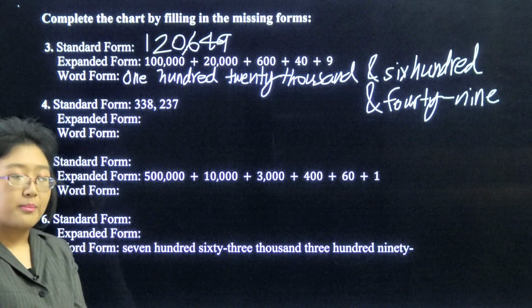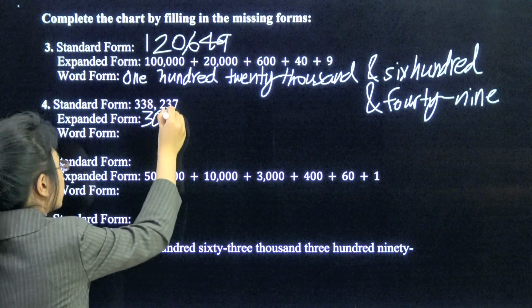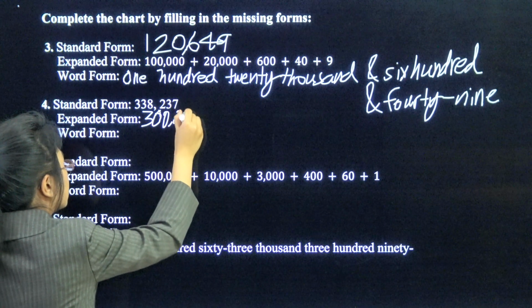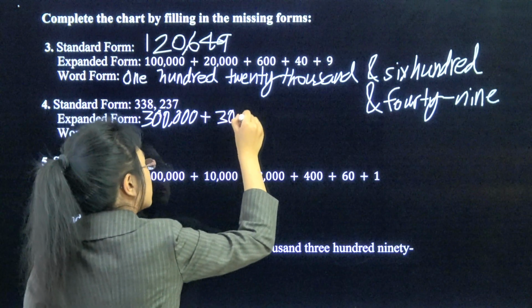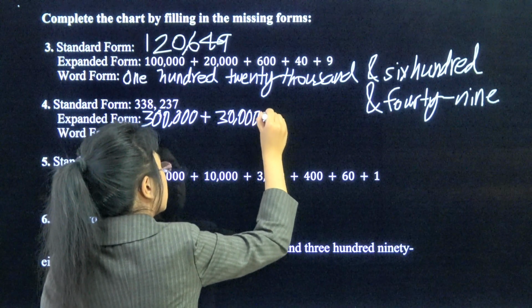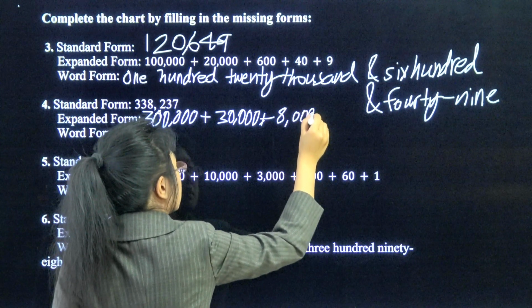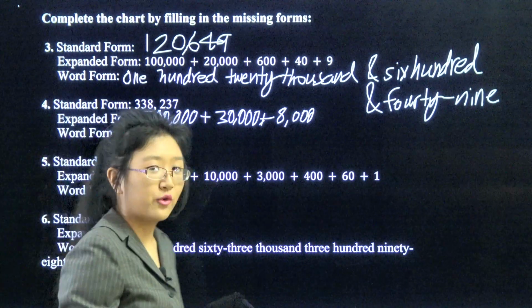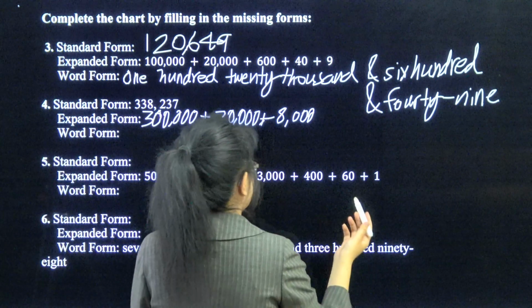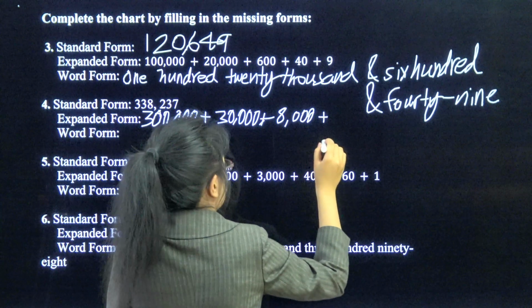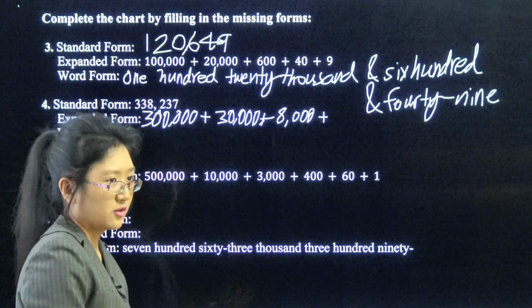Now, how about the expanded form? Well, first we have 300,000 plus, there's now 30,000 plus 8,000. Some of you may be confused on why we use expanded form. Don't ask me. I don't know either. It's probably just for understanding purposes, but it's kind of weird. Like, why would you ever want to write it this way?